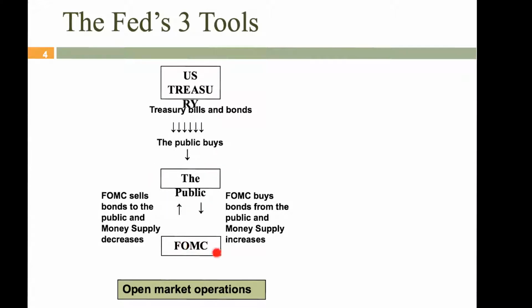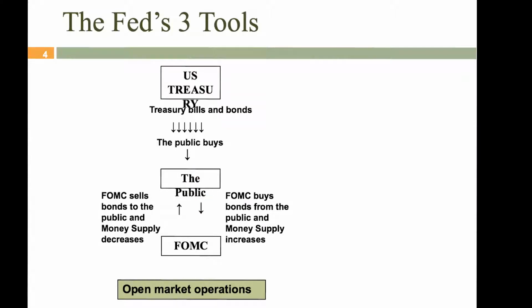Here's your FOMC, part of the Federal Reserve. They also own, from previous times, some of these bonds that they have bought from the public. So they have the option now to buy or sell bonds, and that is open market operations. So if they want to sell bonds to the public, they take pieces of paper out of their already existing portfolio, hand it to the public. So think about what that means. The public then is going to have to grab money from the banking system and give it to the Federal Reserve.